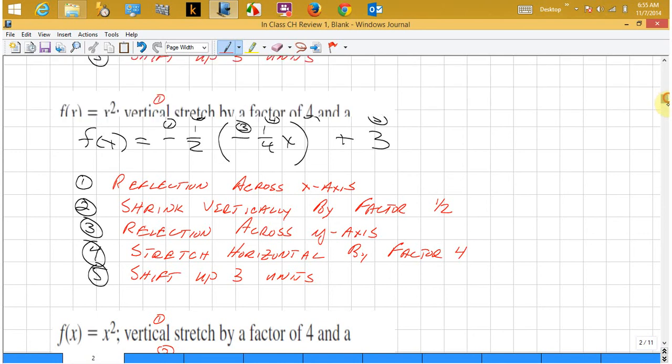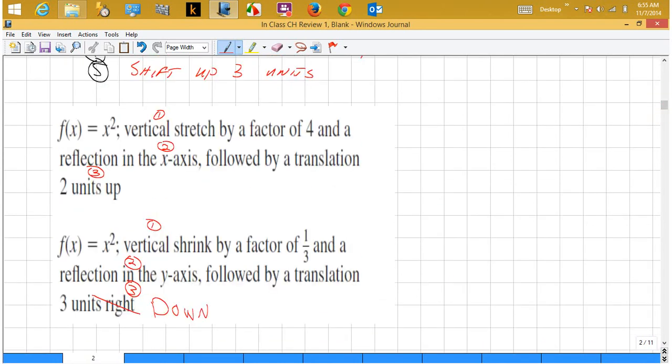Okay, the next piece. Here we're given a description of what's going on, and we have to write the equation. So for the first thing, it says a vertical stretch by a factor of 4. Vertical, that's y. So it's going to be outside the parentheses. Okay, so I know that it's going to be 4 times whatever is in the parentheses. That's the first thing. And then it says a reflection in the x-axis. So that's a reflection over the x-axis. That would be a negative on the outside.